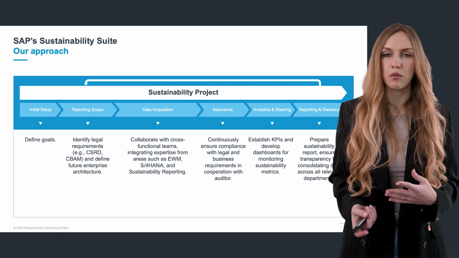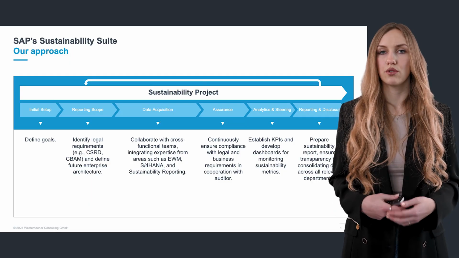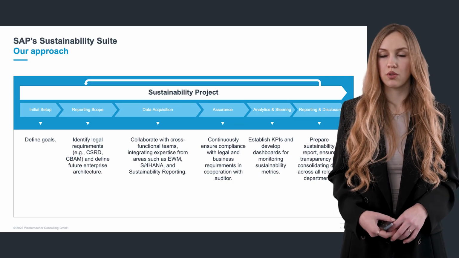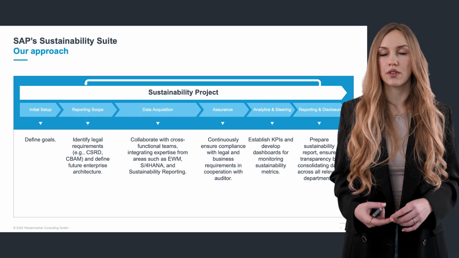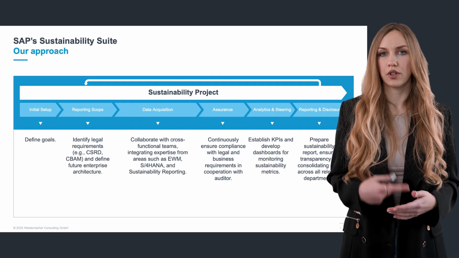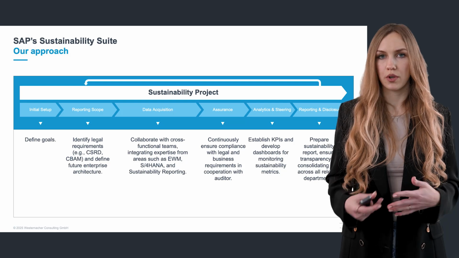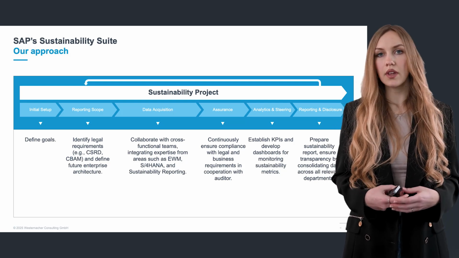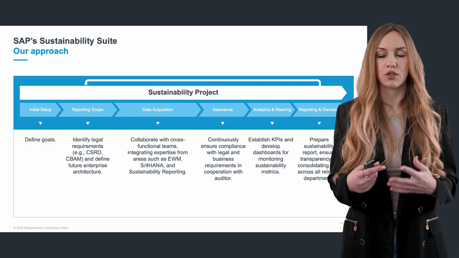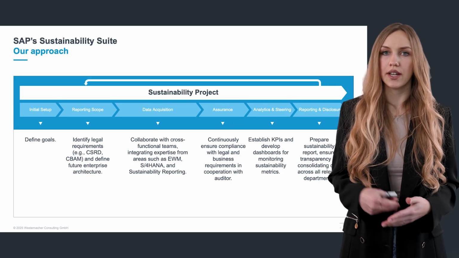With the help of several tools, for example LeanIX, we will give you an overview of your future enterprise architecture for sustainability. After that, we will do the data acquisition. As you know, the topic of sustainability is implemented in several areas of your company, so we need a team of experts for each department. We at Westernacher have experts for all SAP topics like EWM or S/4HANA and, of course, the sustainability reporting part. Together as a team, we will then collect those data.